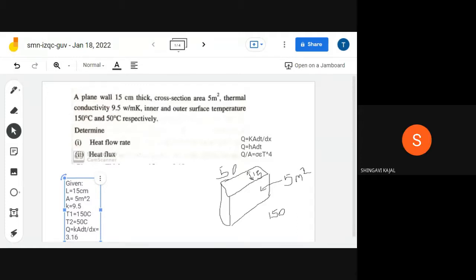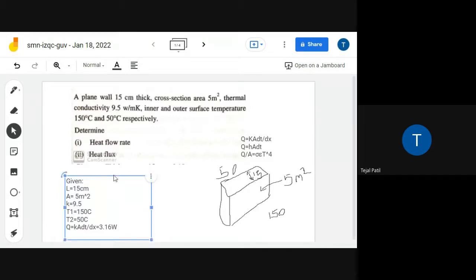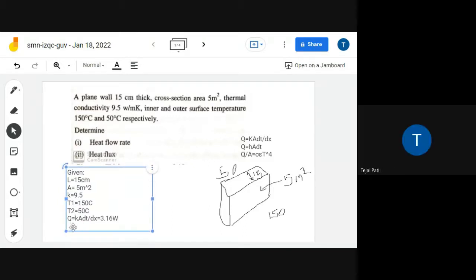3.16 watt. Okay, now next one is the heat flux. What is meant by heat flux? Q by A. Right? That means you are supposed to simply take this as 3.16 divided by 5. That will give you Q by A.